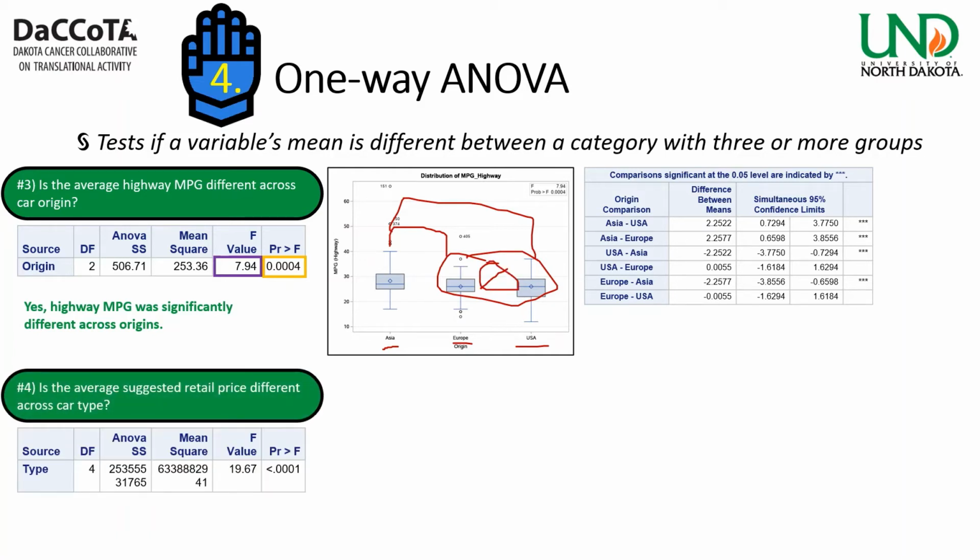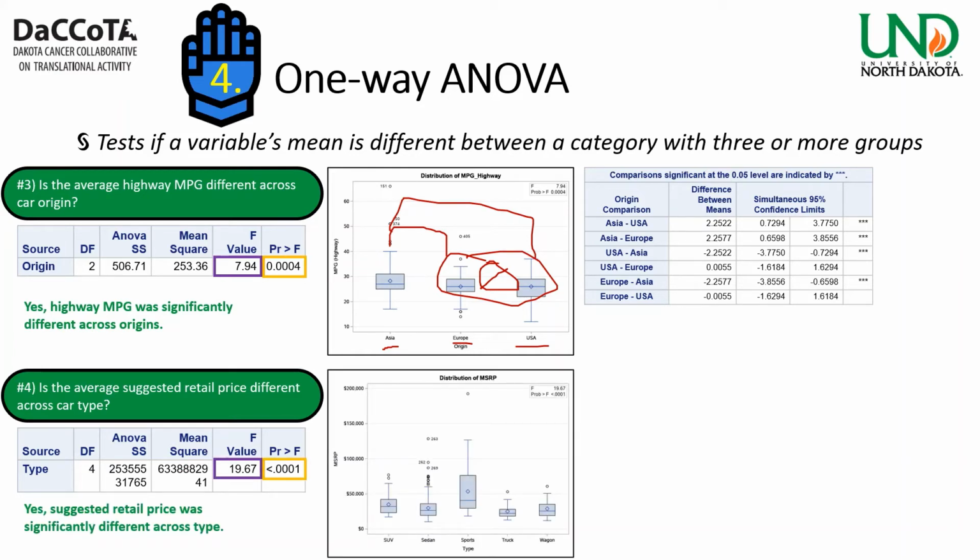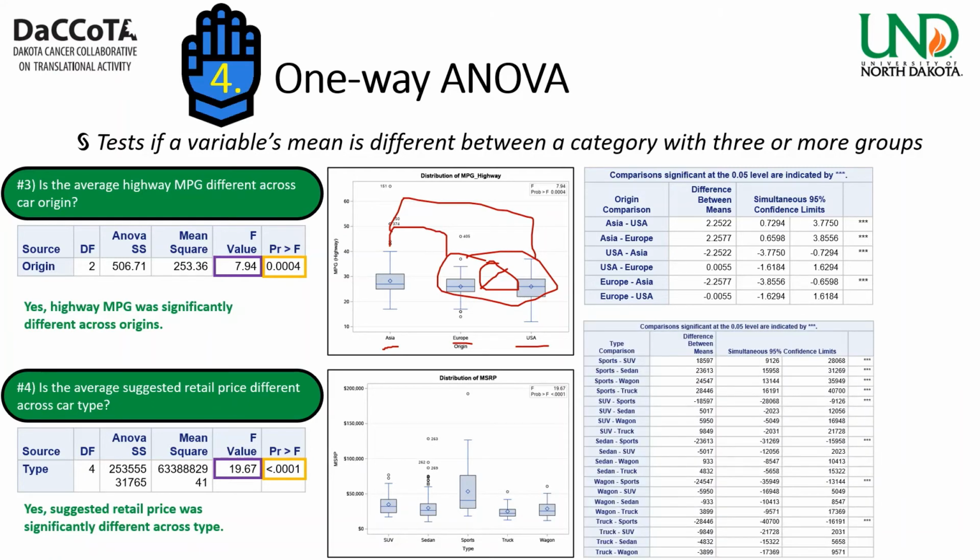Now we could look at suggested retail price against car type. Again, this is significant. It was significantly different across type. We have more types here, so these are more than 3 groups. There's 5, and as ANOVA groups increase, the comparisons you need to make to distinguish which ones are different from each other increases as well. But as complicated as this is, it's actually fairly simple.